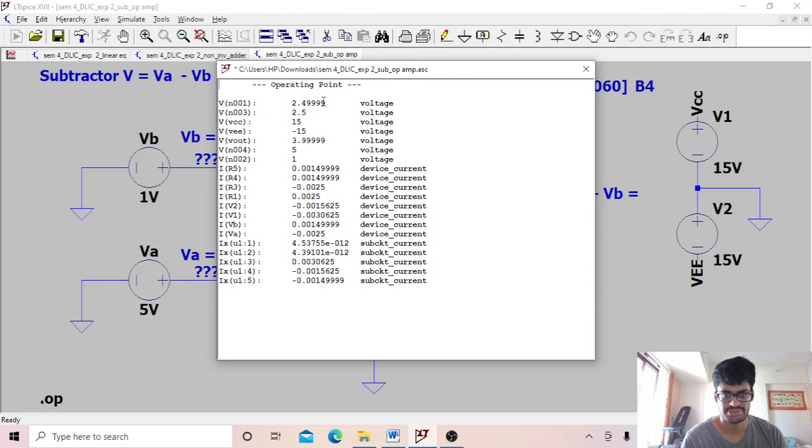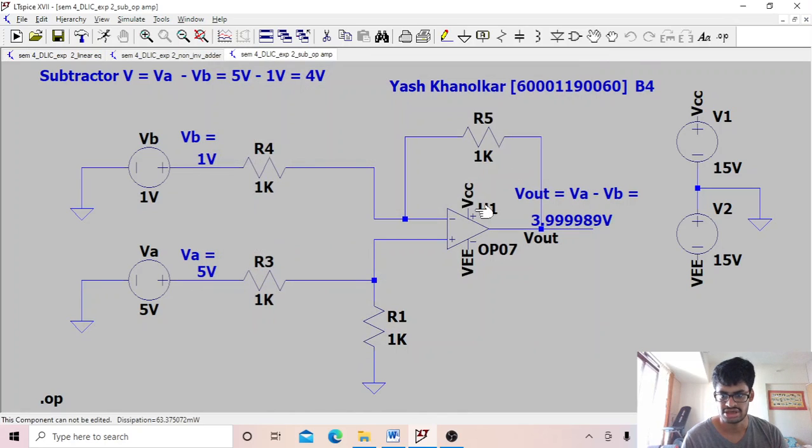and we can see the operating point values here. So just click cross here and you can see the values. Now you can obviously check that VA minus VB, you have taken VA as 5, you have taken VB as 1. So VA minus VB, 5 minus 1 is 4, and our answer is pretty close to that answer. So the simulation is by and large correct.